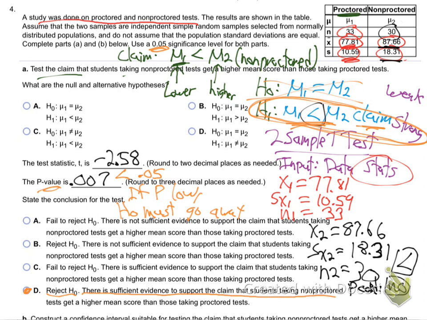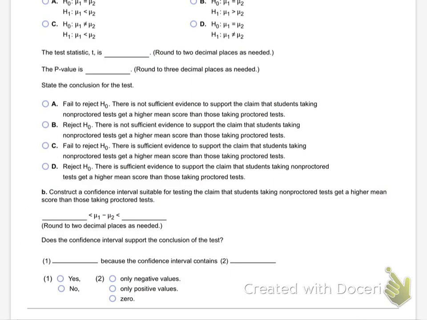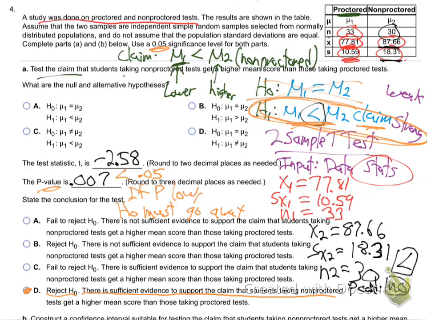Let's look at the last part. Okay, so to the last part, down here in B now. So construct a confidence interval. Suitable. So remember how that works. Let's go back to the notes. It's all about, so for a suitable confidence interval, it's all about your H1.